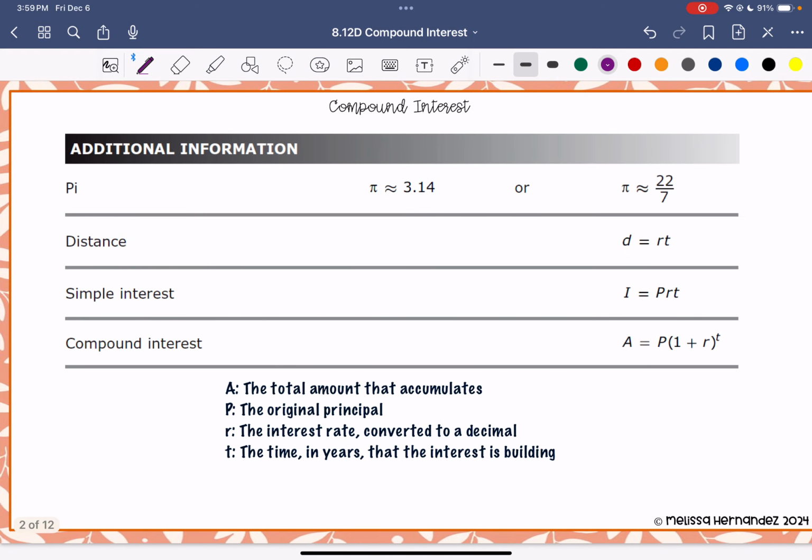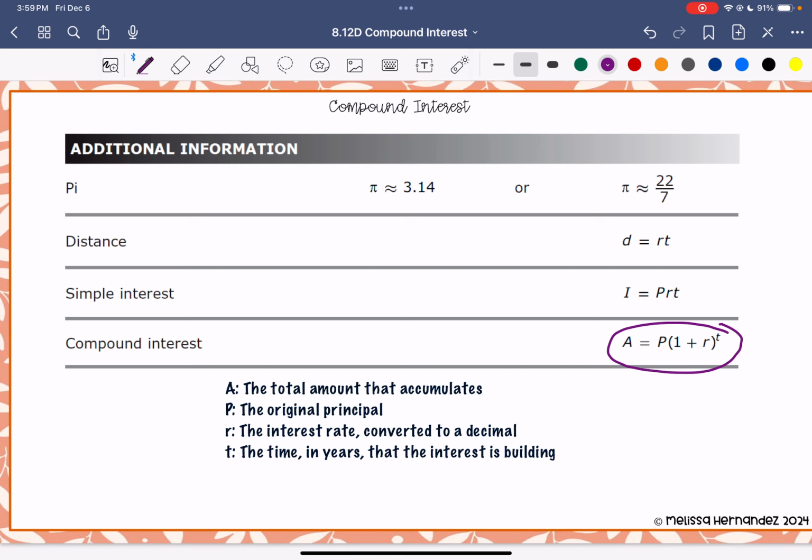The formula that you use is A equals P(1 + R) to the power of T, which is time. So A is the amount, the total amount it accumulates. I always told my students, think about B for balance. And we even had them change it to B, but that's not what the formula sheet will say.